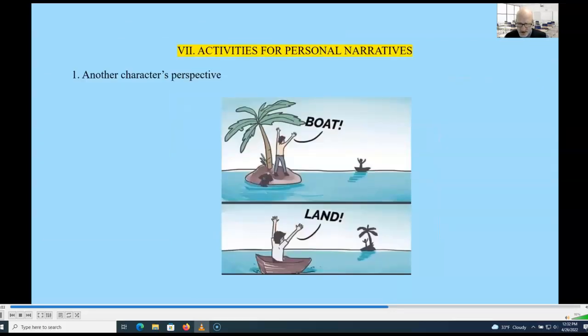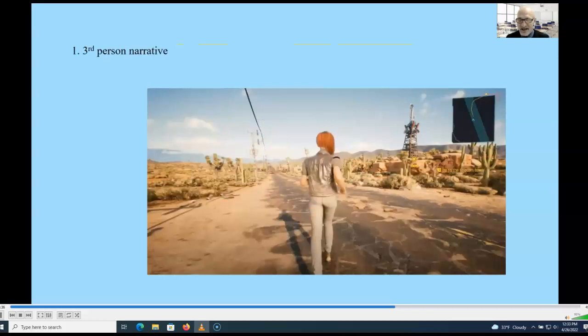Activities for the personal narrative, which are usually written in the first person. Another character's perspective. Here, the student describes an event or episode from their lives, but written from the perspective of another person or character, using first person for that character. So if I'm writing about an event from Andy's life, I describe it from the perspective of another person describing Andy. Interesting way to learn about perspective as well. I did this one with my class. It actually worked out better than I thought. Students describe an event or episode from their lives using objective third-person narrative.